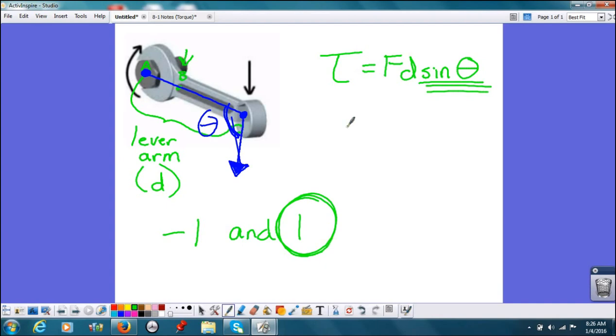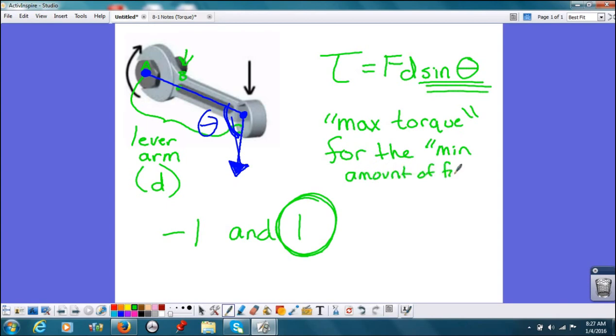So when a problem says that it needs to apply the maximum torque for the minimum amount of force, we know that our angle needs to be 90. If you want to get the maximum torque for a force, then you need to go at a 90-degree angle. If you want to apply the minimum amount of force to be able to do this, you don't want to have to push very hard, you want to have an angle of 90.